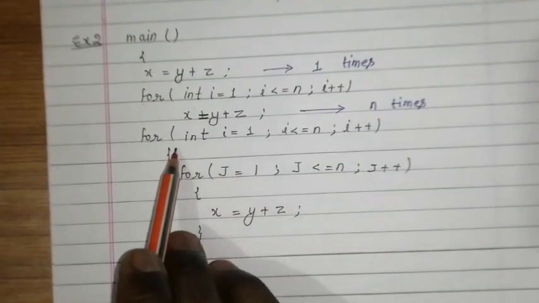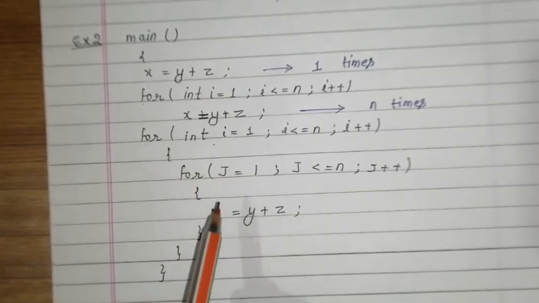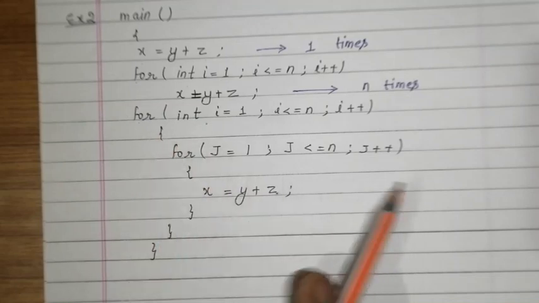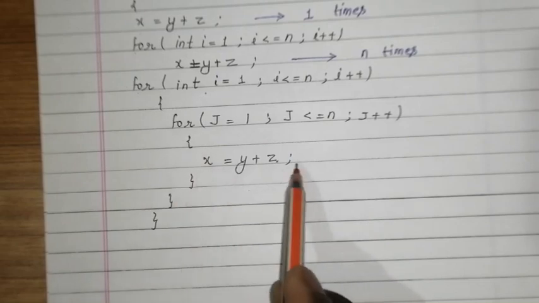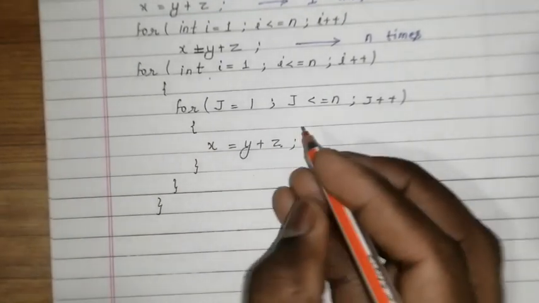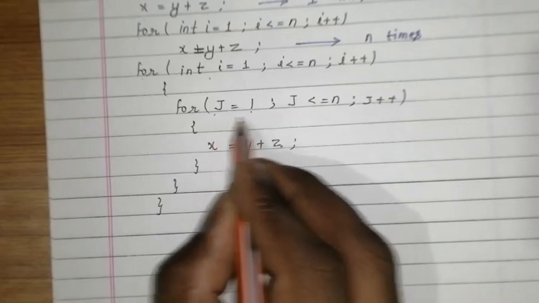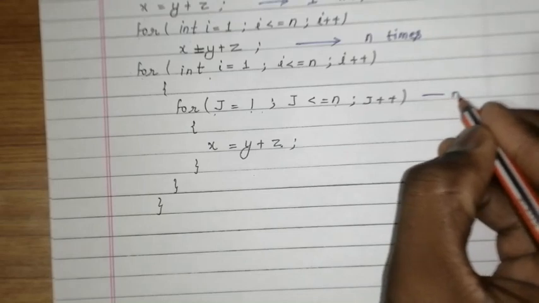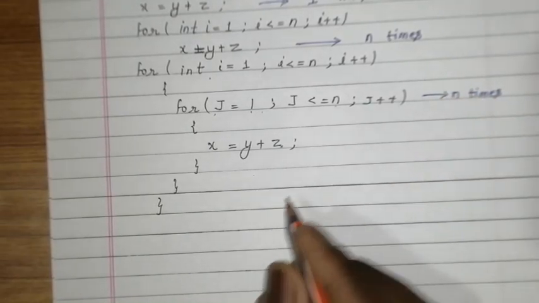And now you see there is a for loop inside the for loop, okay. So now we can see how to find the time taken by this statement to execute, okay. This inner for loop will iterate from j is equal to 1 to n. So this will execute how many times? N times. This will iterate n times, okay.